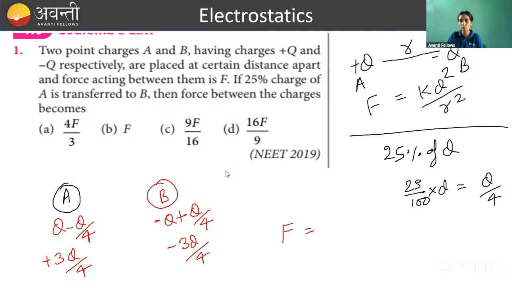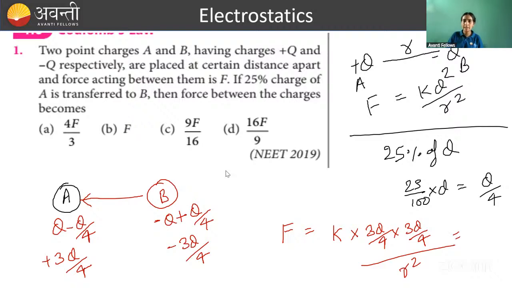So new force will be Coulomb's law का constant K into Q1, Q2. Q1 is how much? Q1 is your 3Q by 4. And this is your, again, 3Q by 4. Minus is there, but that sign I'm not including here because we are calculating magnitude. This sign will decide कि B is getting attracted towards A, right? So simply I'm writing it like this. So this divided by R ka square.